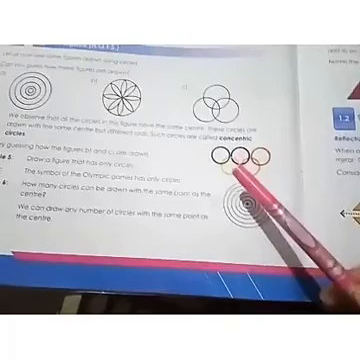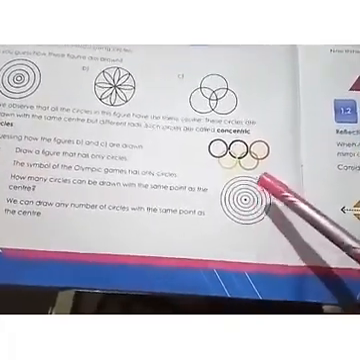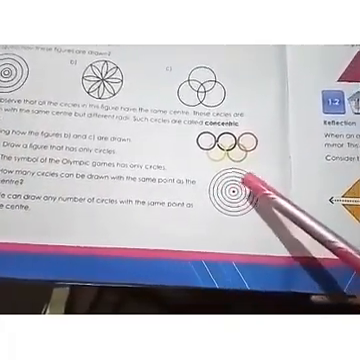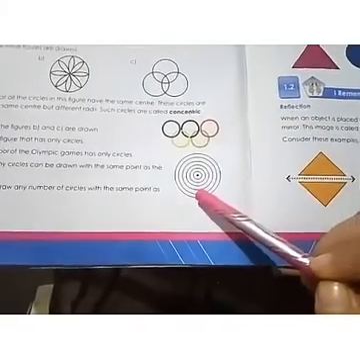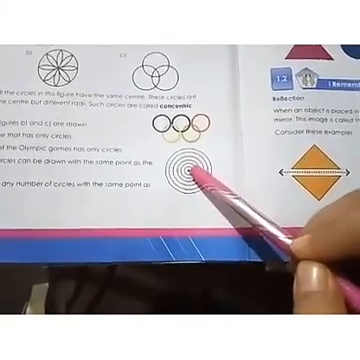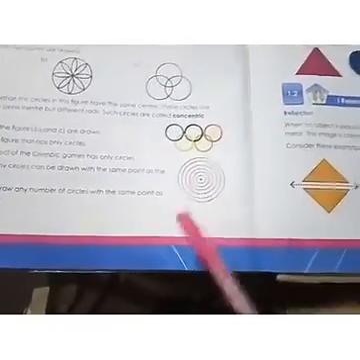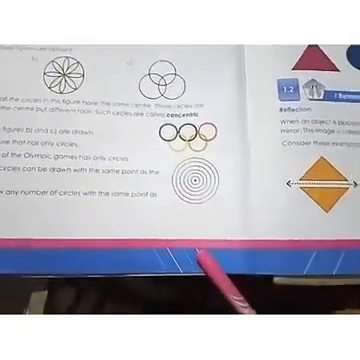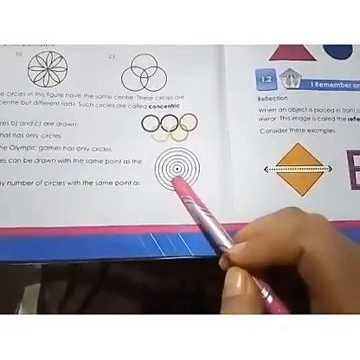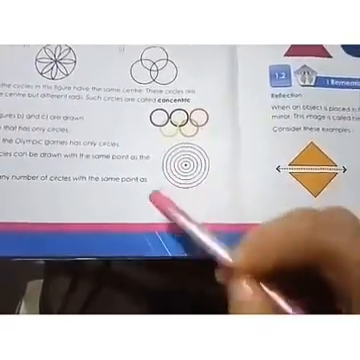Alright, the next is concentric circles. What are concentric circles? Circles which have the same center but different radii. That means we can have a common center here and we can draw a number of circles using the same center. This type of circles are known as concentric circles. That means they have the same center but different radii.